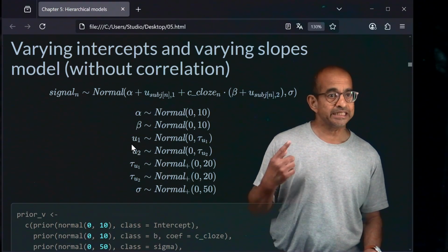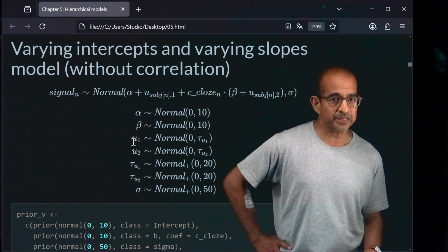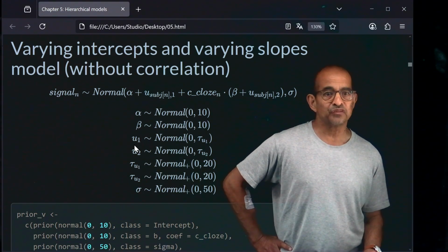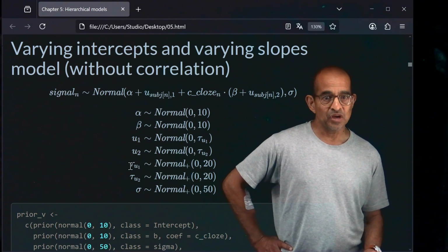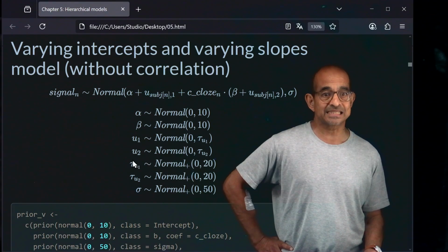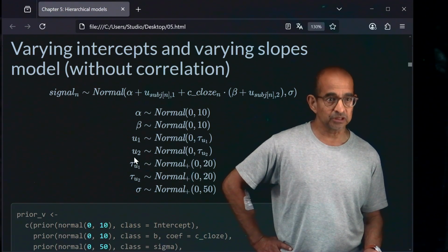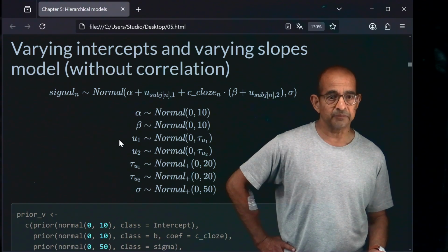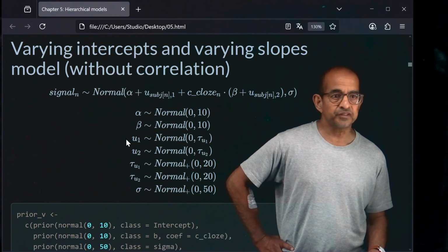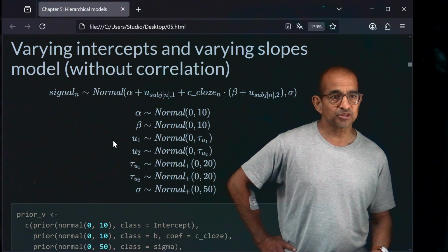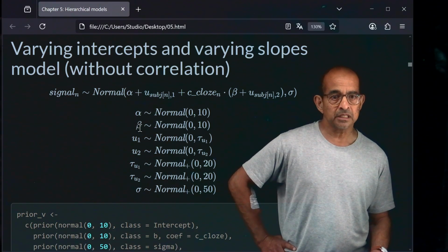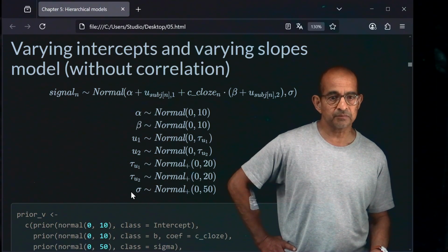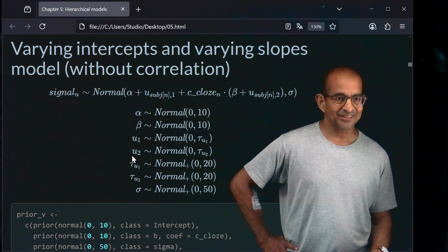Remember that for each subject, there will be a separate posterior distribution for the U1 parameters. For each subject, there will be a separate posterior distribution for each of the U2 parameters. So if you had 50 subjects, how many parameters do you have in this model? 1, 2, that's alpha and beta, and sigma is 3. Then I have 50 plus 50, 100.